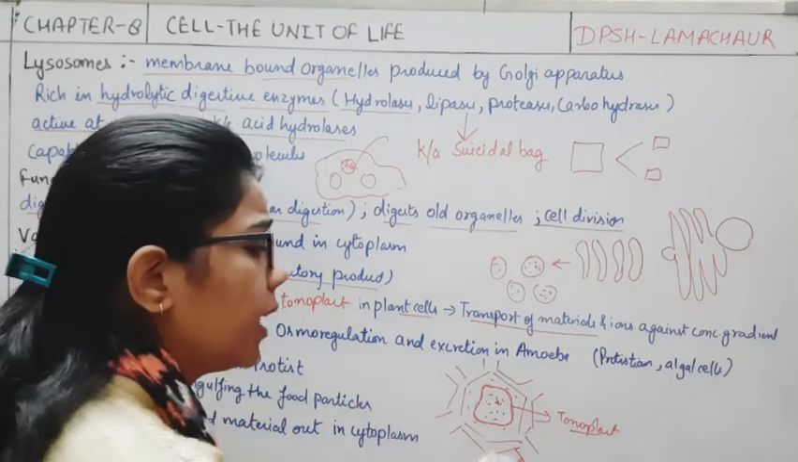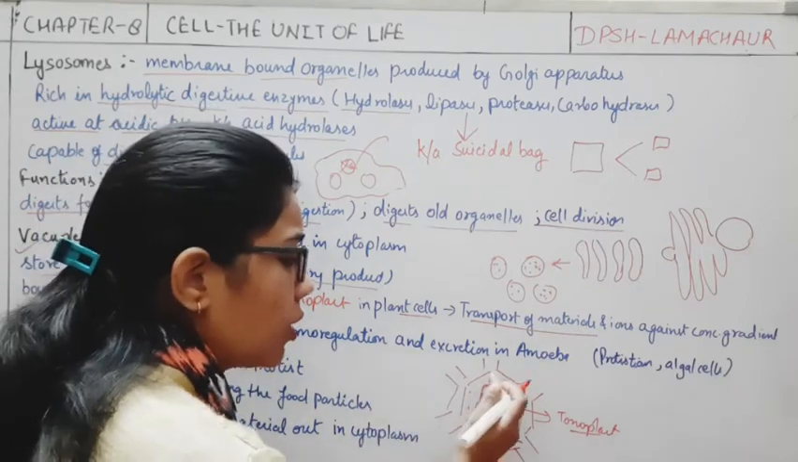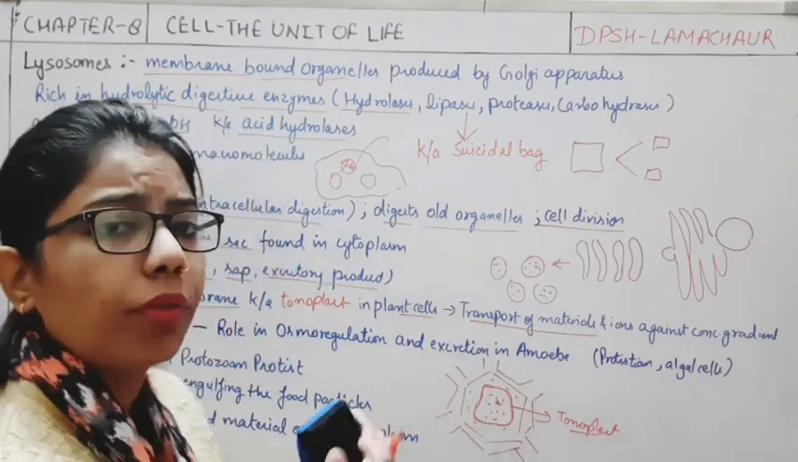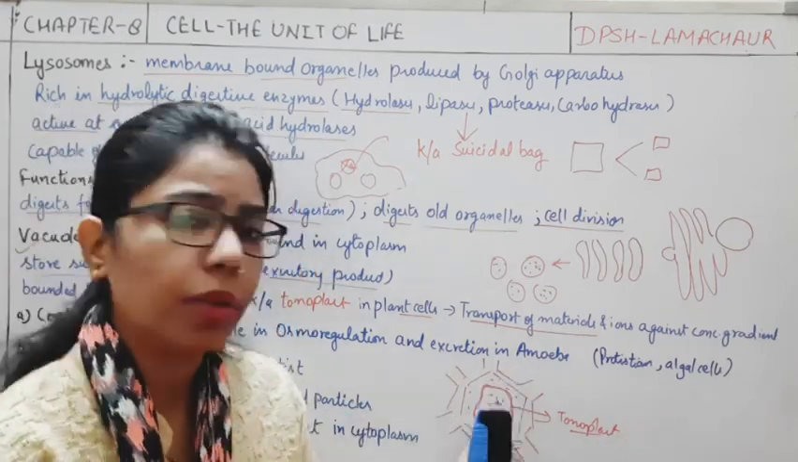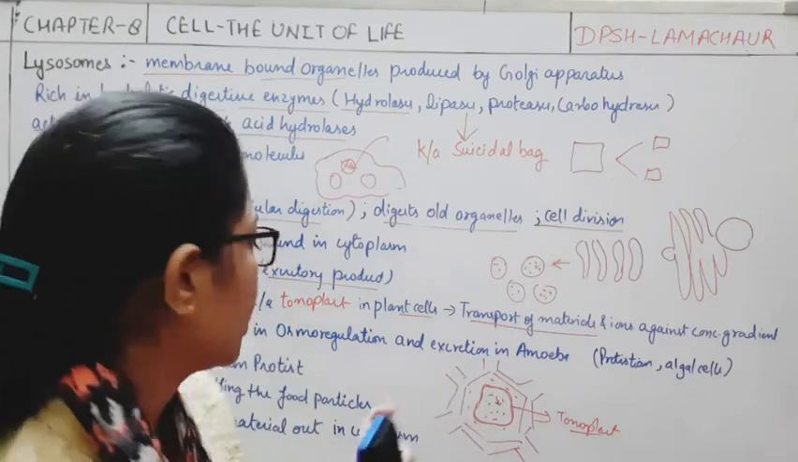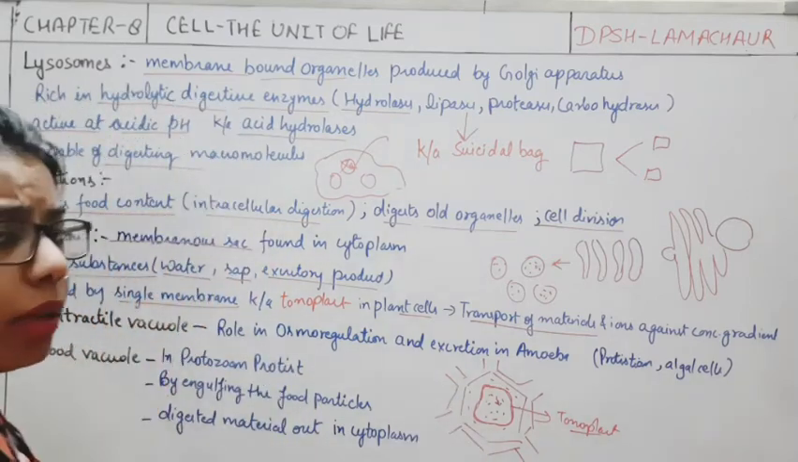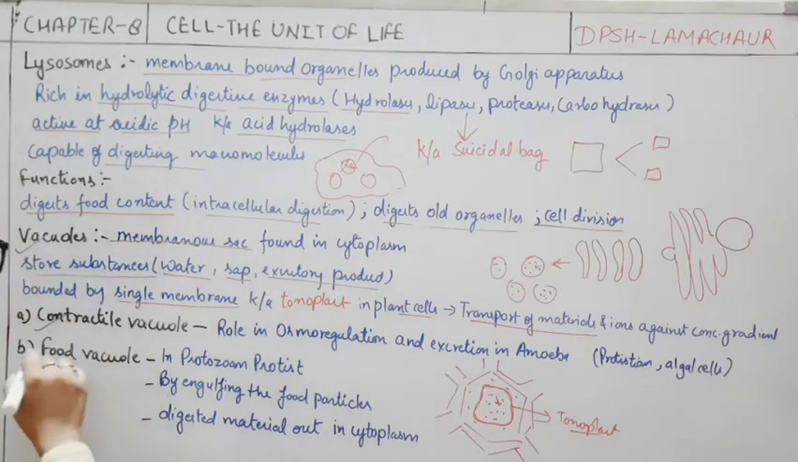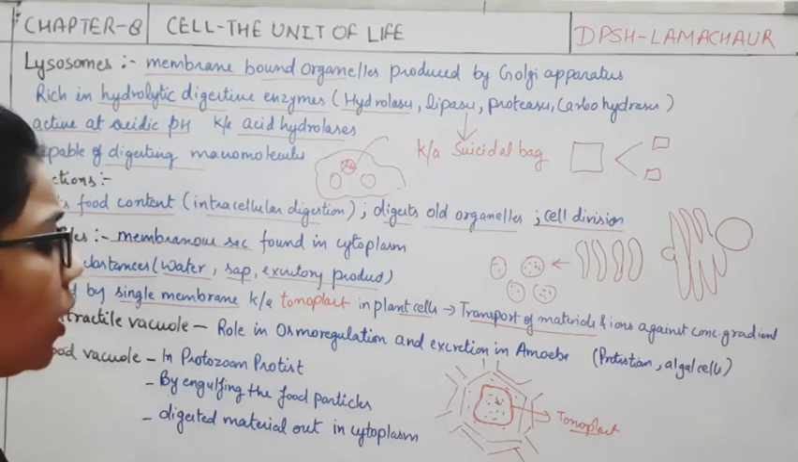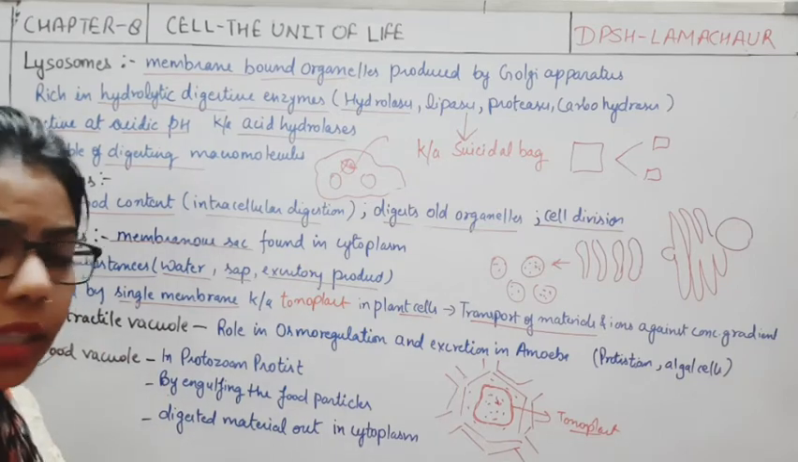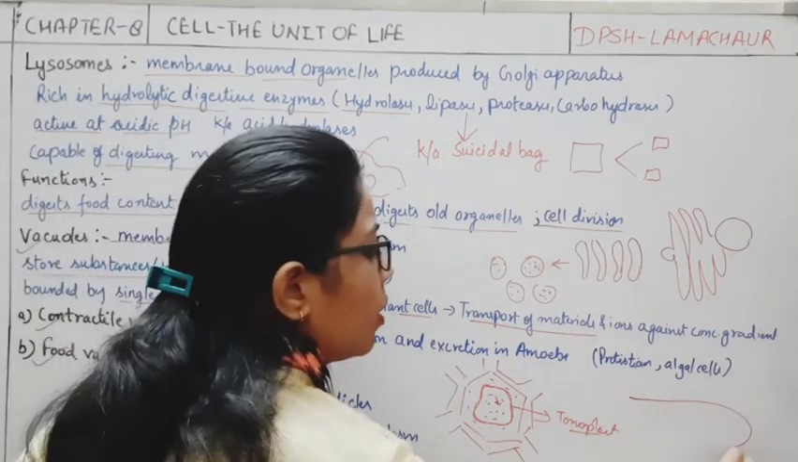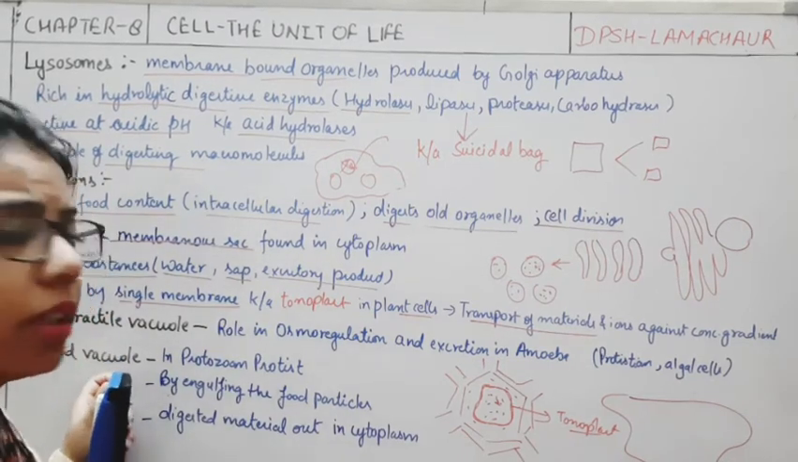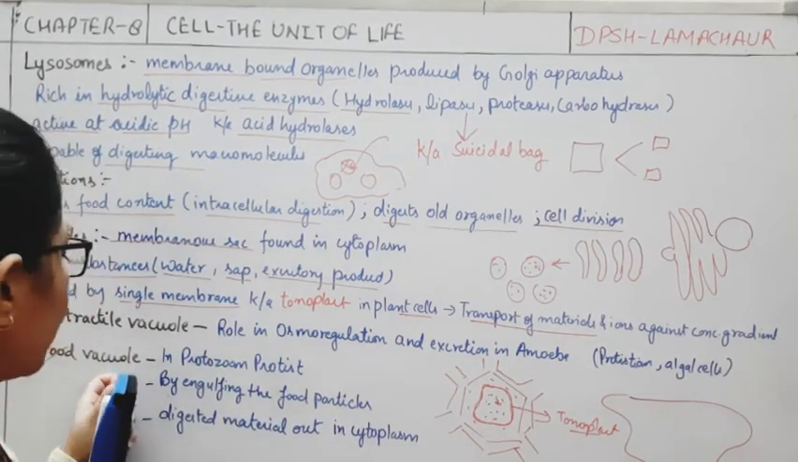It means there may be a difference in concentration between the inside environment and the outside environment, so it will maintain the balance between these two. Now comes another part: this vacuole can be of two types, contractile vacuole and food vacuole. Same thing, if I talk about the example of amoeba, it has some vacuole, that is the food vacuole.